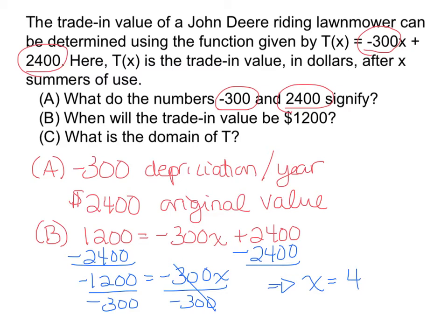What is the domain of t? To find this, we want to think of what possibilities we have for the values of x. Since we can't have negative summers of use, obviously x has to be 0 or greater. And then at some point, the trade-in value will be 0. So to find this, we could plug in 0 for t of x and solve for x.